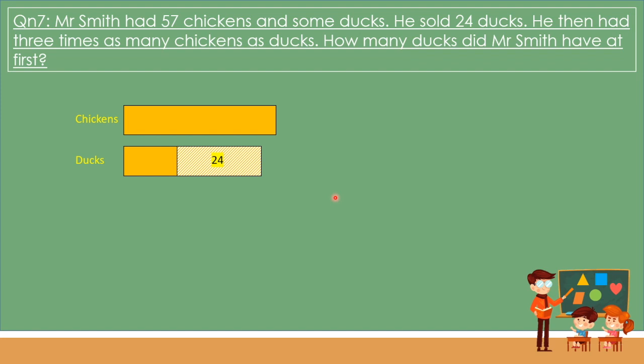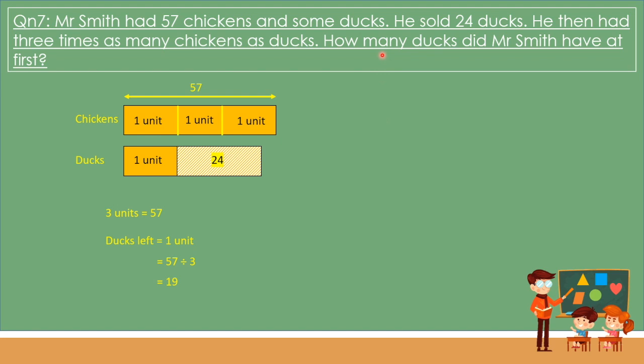So this is 24, and when this becomes 24, this is 1 unit and this becomes 3 units. Okay, and this is 57. So 3 units equals 57. So 1 unit equals 57 divided by 3. And the number of ducks left is also 1 unit. So that will give you 19. So the number of ducks left is 19.